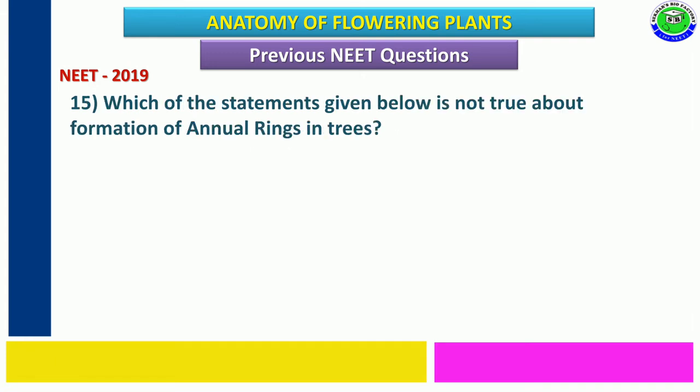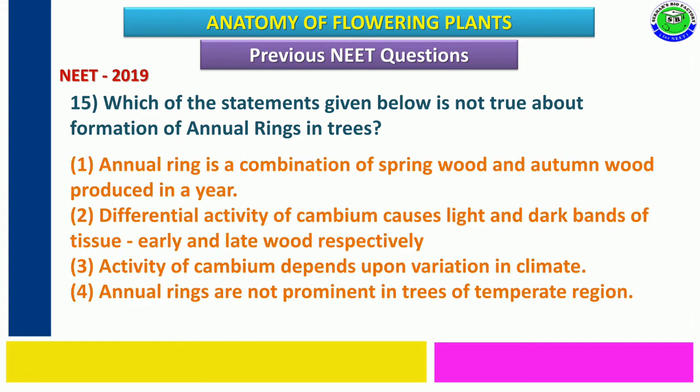Question number 15. Which of the statement given below is not true about formation of annual rings in trees? First option, annual rings is a combination of spring wood and autumn wood produced in a year. Second option, differential activity of cambium causes lighter and dark bands of tissue called early and late wood respectively. Third option, activity of cambium depends upon variation in climate. Fourth option, annual rings are not prominent in trees of temperate regions.